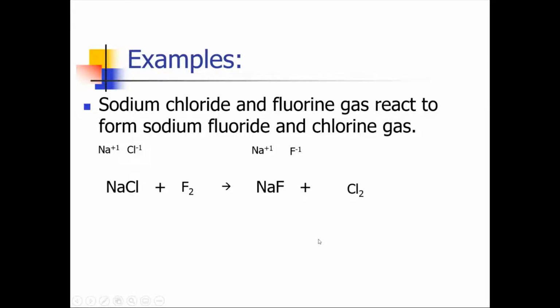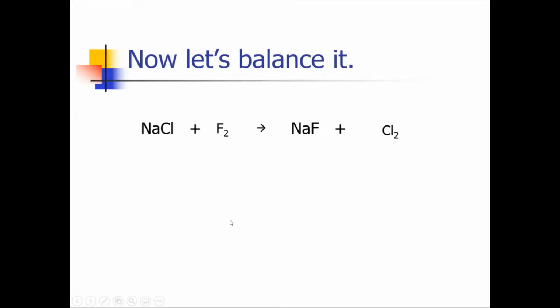Okay, so now we have our reaction. Now it's time to balance it. So again, to balance an equation, the first thing you want to do is draw a line at the arrow. And then you're going to write each of the elements and how many atoms we have of each one on either side of the arrow. So in the reactant side, we have 1 sodium, 1 chlorine, and 2 fluorine atoms.